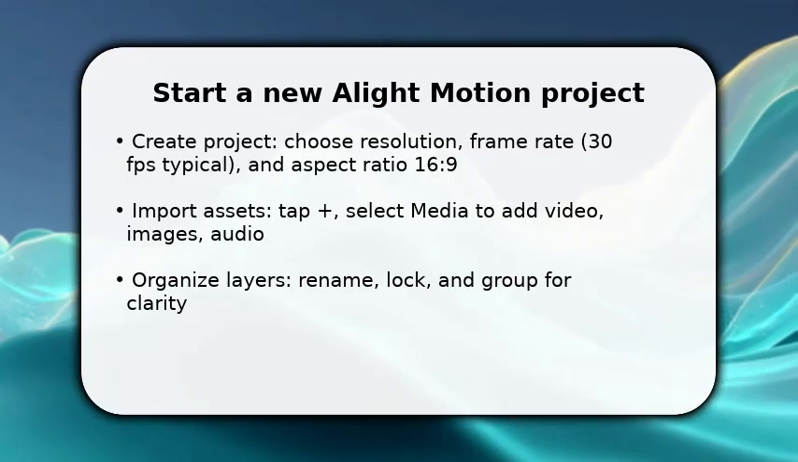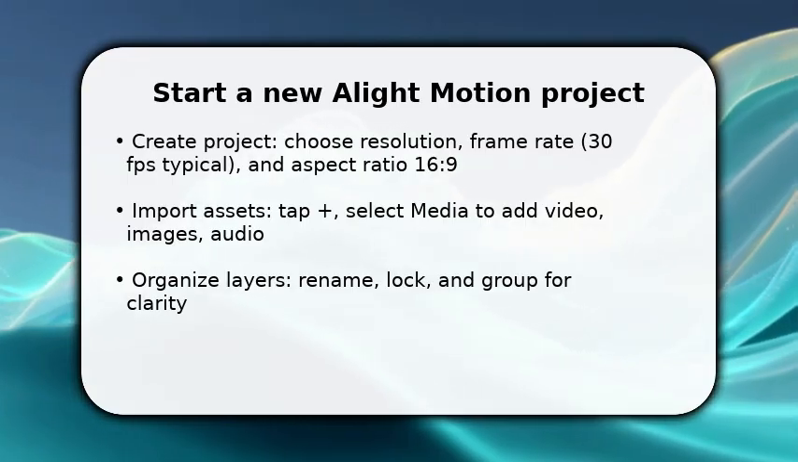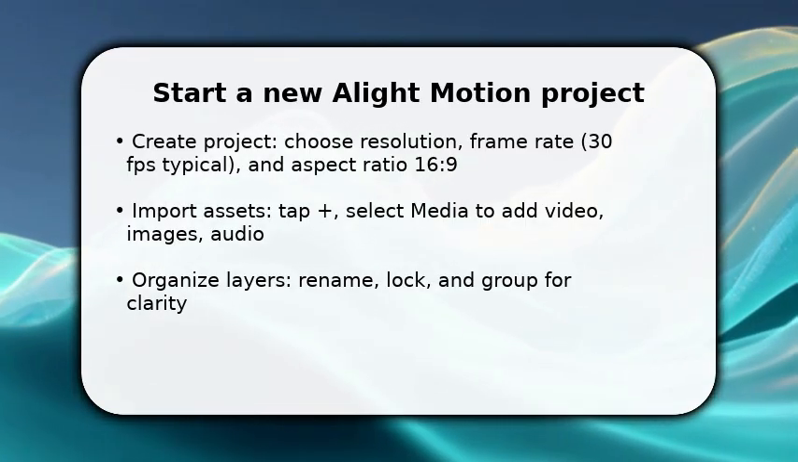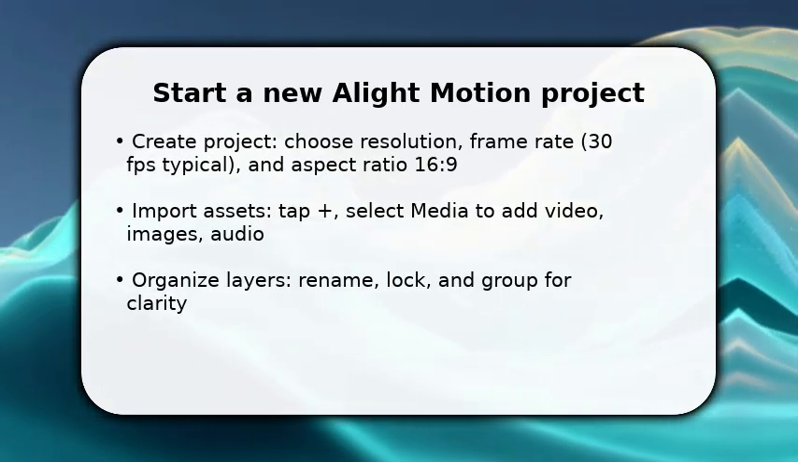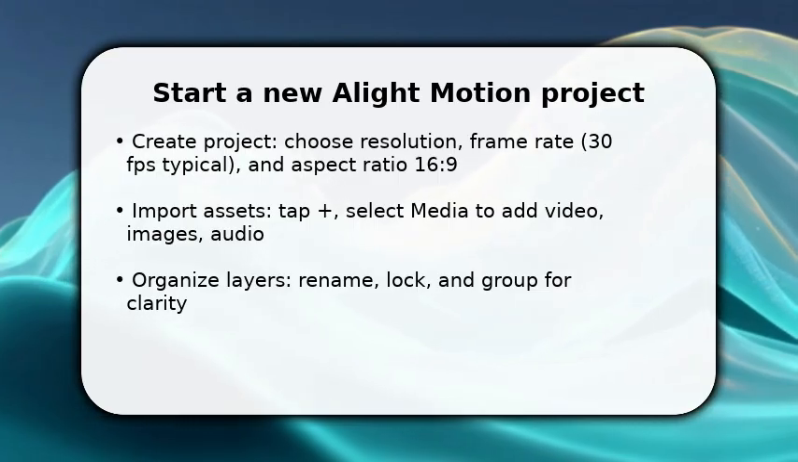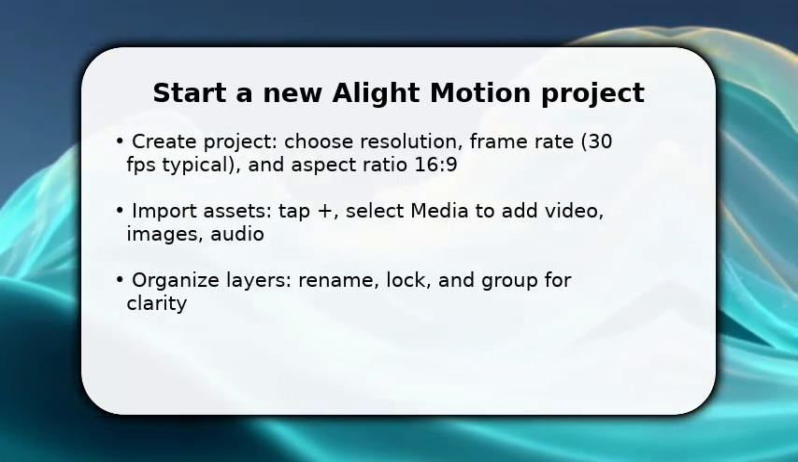You begin by creating a project with the right resolution and 30 FPS so motion stays smooth. Choose 16:9 if for YouTube. Once done, import your clips, images, and audio via the plus menu and place them on the timeline.